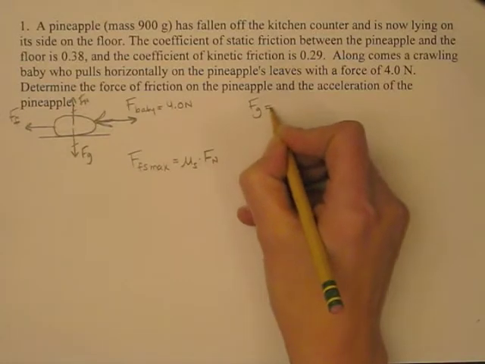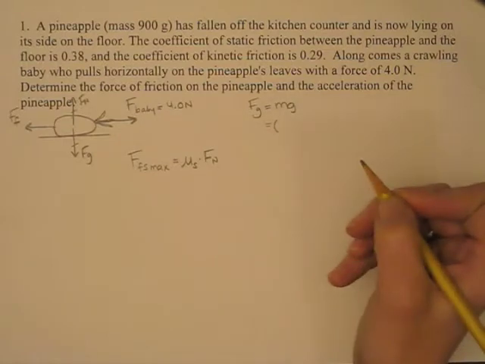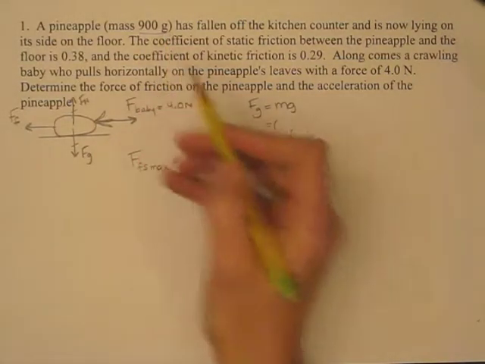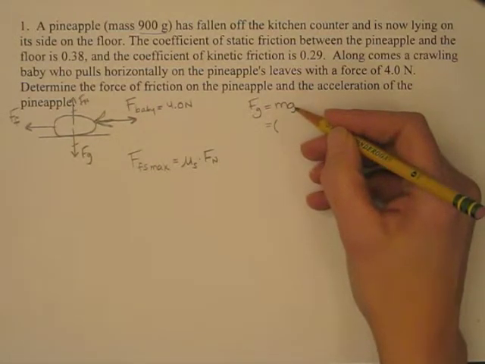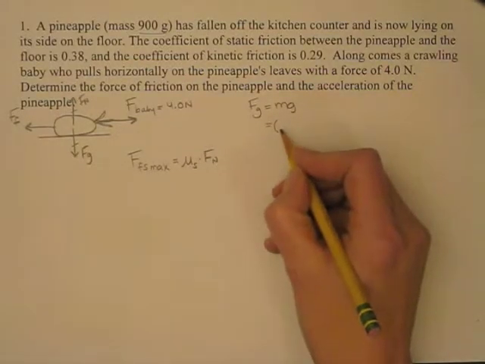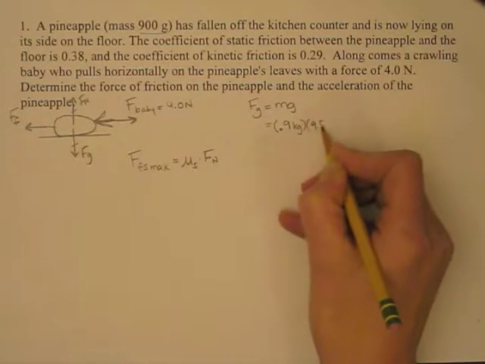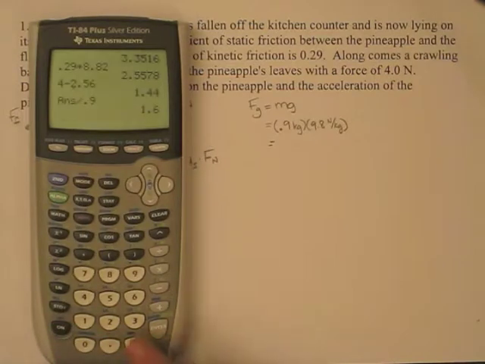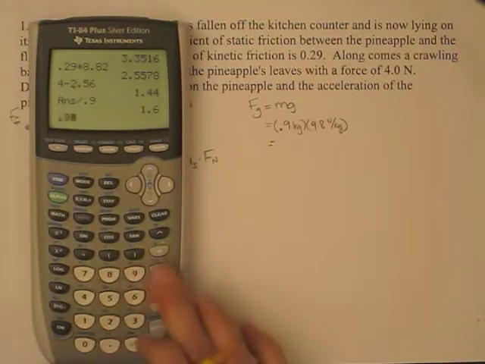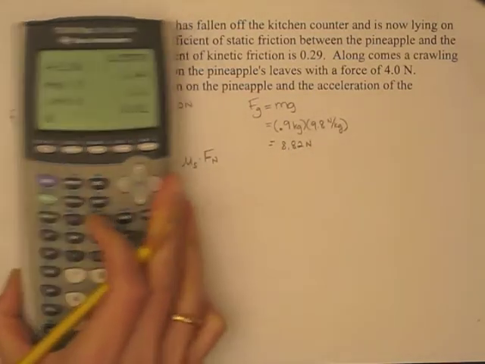So the force of gravity on the pineapple is the mass times g, and the mass of the pineapple is 900 grams. And if I think about it, I'm wondering if it's okay to use grams. So g has units of newtons per kilogram, so I think I better convert to kilograms. So be careful about your units. So 0.9 kilograms times 9.8 newtons per kilogram. And let's calculate that. So 0.9 times 9.8 is 8.82 newtons for the force of gravity.